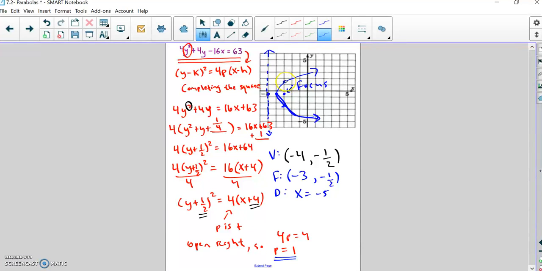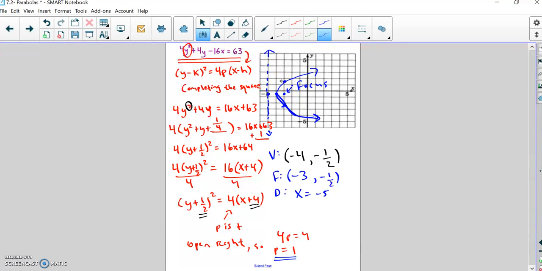Remember, to find these 2 points right here, what I do is I measure the distance from the directrix to the focus. In this case that was a distance of 2. So I went 2 out from the focus in one direction and 2 out in the other. That way the distance here to here is the same as the distance from here to here.